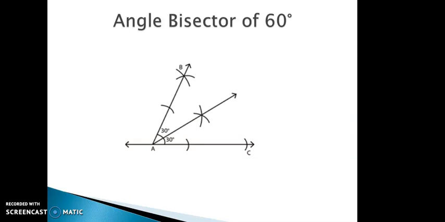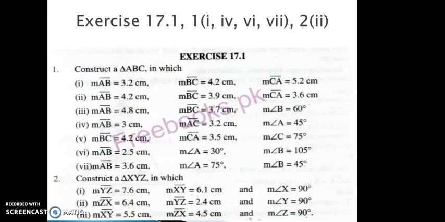This is an example of an angle of measure 60 degree. When you have constructed the angle bisector, in this case, as you can see, 30 degree and 30 degree, these two parts are equal. In this way, you will construct angle bisectors of different given angles. So moving on to your exercise, but before starting the exercise, we need to learn about the constructions of different angle bisectors.